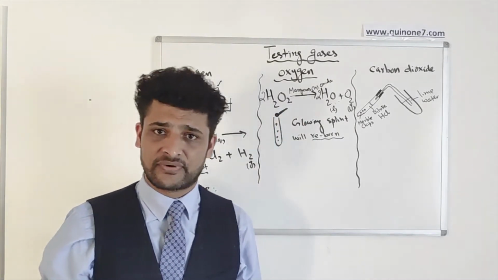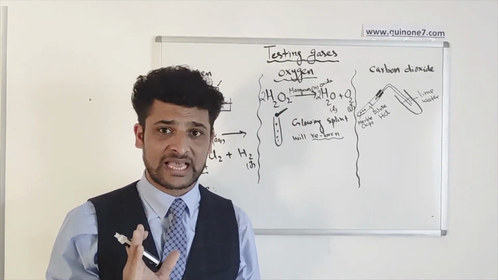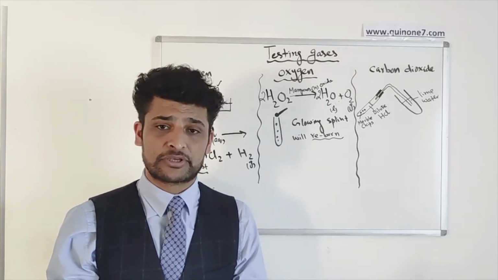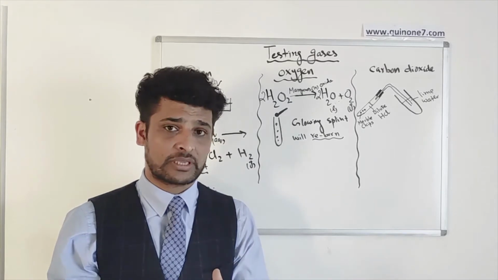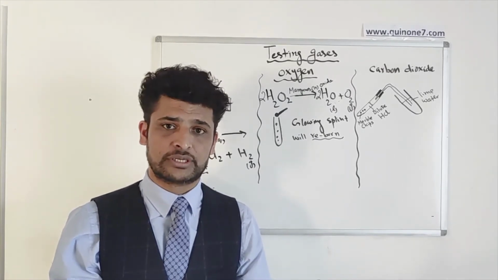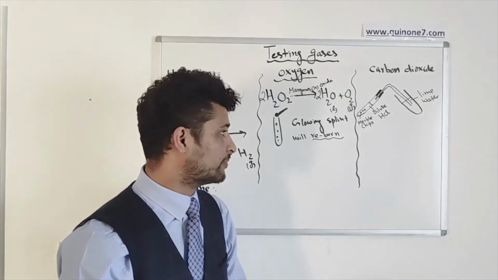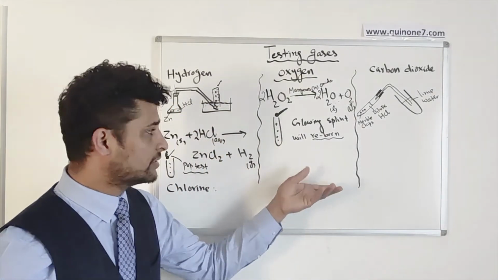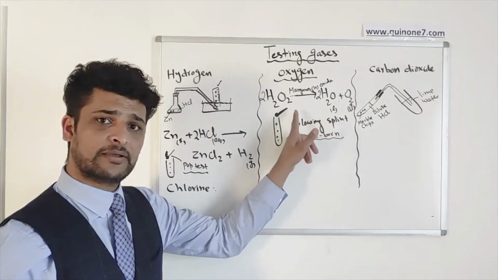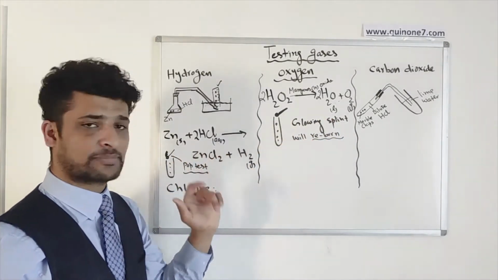So a glowing splint will start the fire. That means oxygen is one of the gases which helps combustion or burning. That's why we cannot burn anything in space, because there is no oxygen, unless you use some other sort of material. So oxygen helps in burning, that's why it will turn the glowing splint into the lit splint.